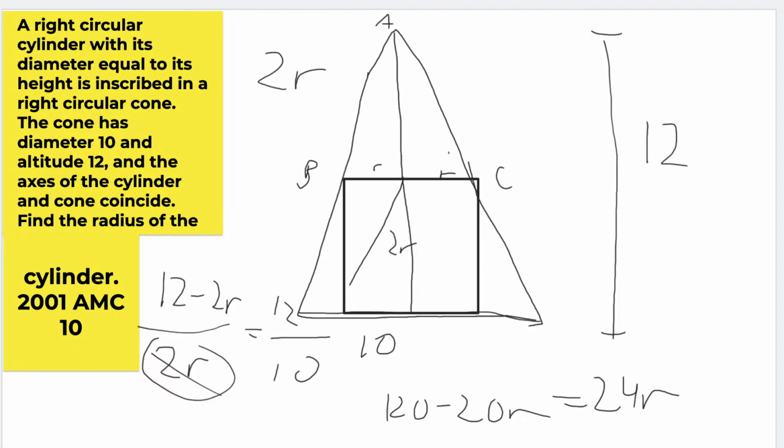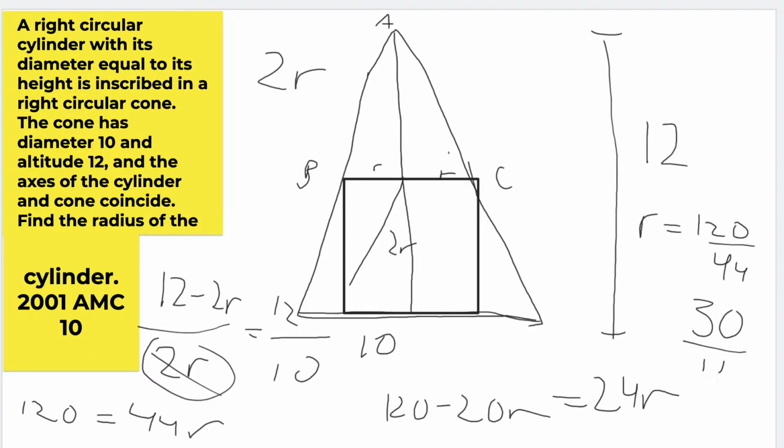Then this is just simple algebra. You add 20r to both sides, you get 120 equals 44r. And now all you have to do is divide both sides by 44. So r equals 120 over 44. You reduce this more, you divide by 4 first, you get 30 over 11.